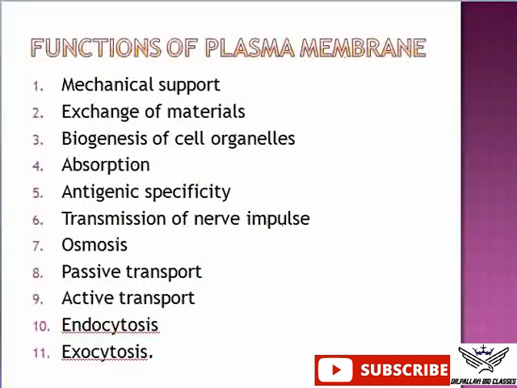Then lastly, endocytosis and exocytosis. Endocytosis means taking in some materials, and exocytosis means throwing out some substances which are unwanted by the cell. So all these are the different functions of the plasma membrane.